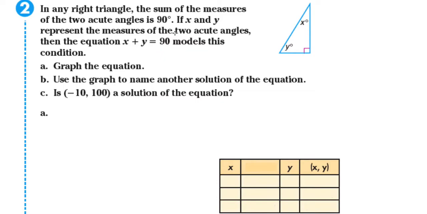Okay, if x and y represent the measures of the two acute angles, then the equation x plus y equals 90, because you already have a right angle which measures 90 degrees. And if you remember, the sum of the angles in a triangle equals 180 degrees. So if this is 90, then the sum of x and y should also equal 90 to be able to equal 180 degrees. Remember, in the triangle, the sum of the angles should measure 180 degrees.